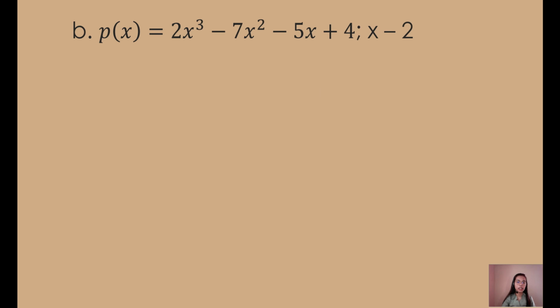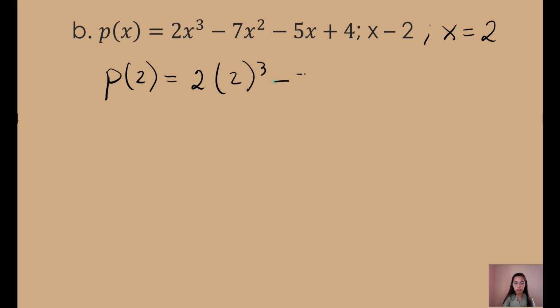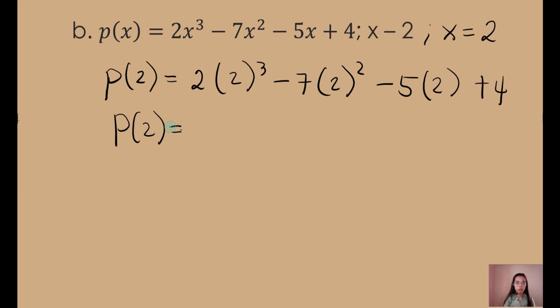Yeah, so we have here yung binomial naman natin or yung divisor natin is x minus 2. So, x is equal to positive 2. Let us substitute here. We have P of 2 is equal to 2 times 2 cubed minus 7 times 2 squared minus 5 times 2 plus 4.